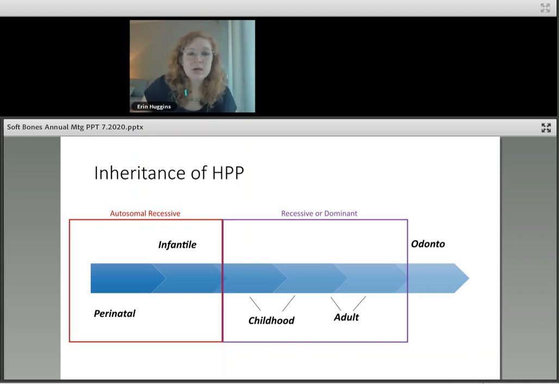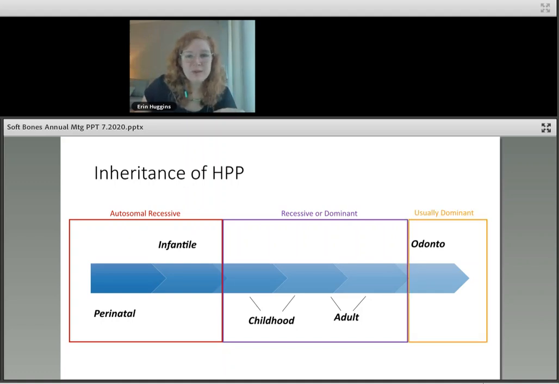Childhood and adulthood onset HPP can be recessive or dominant. And so genetic testing is really important. We can make the clinical diagnosis of HPP based on low ALP or physical symptoms, but doing the actual genetic testing is really, really important, not only for your own management as a patient, but then to know, well, what are the chances I'm going to pass this on to my child?